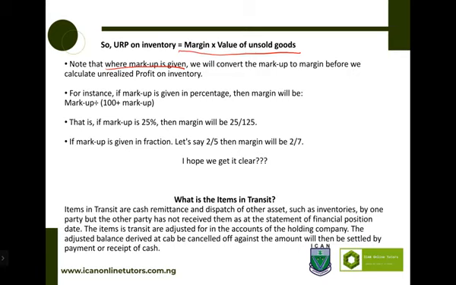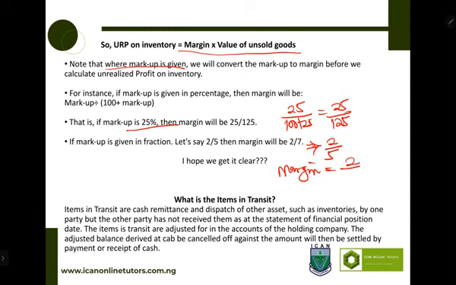I said if you're given the markup in percentage, for instance, 25 over 100, your margin will be 25 over 100 plus 25, which will give you 25 over 125. And I said, where markup is given in fraction, here I use the example of 2 over 5. I said the margin would be what? That the margin will be 2 over 5 plus the numerator, which is 2, so that it will give us 2 over 7. Do you remember? You get this properly? Let's go back to the question.